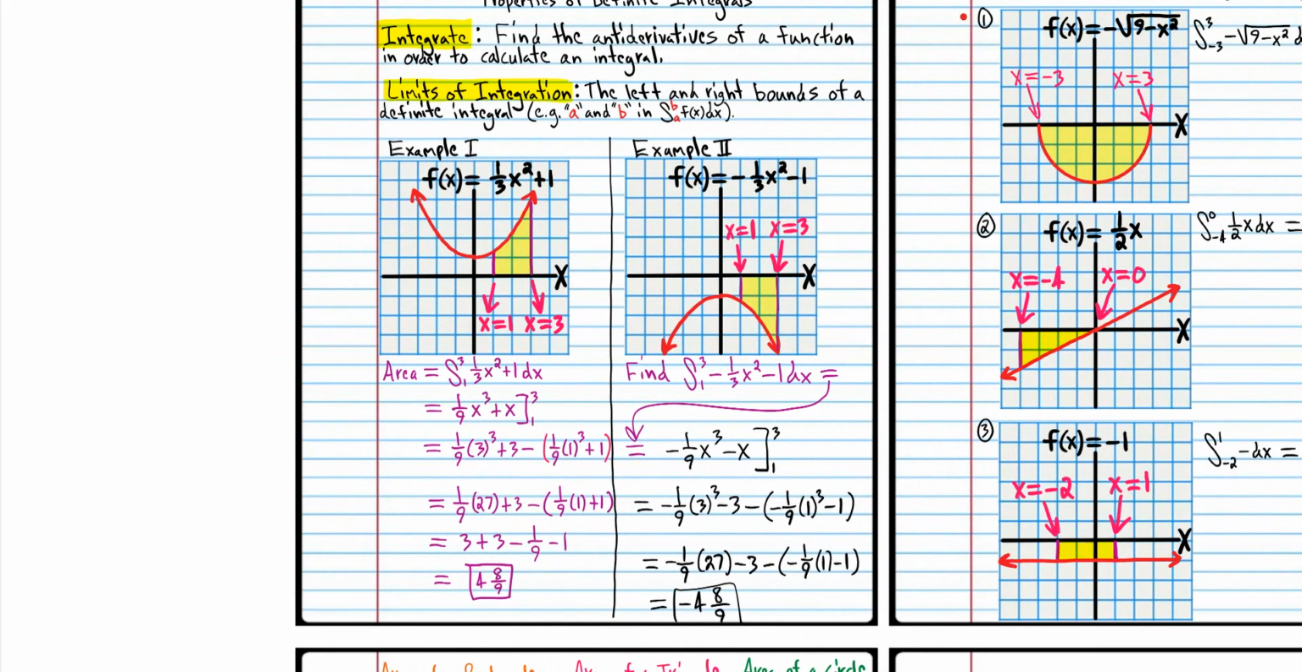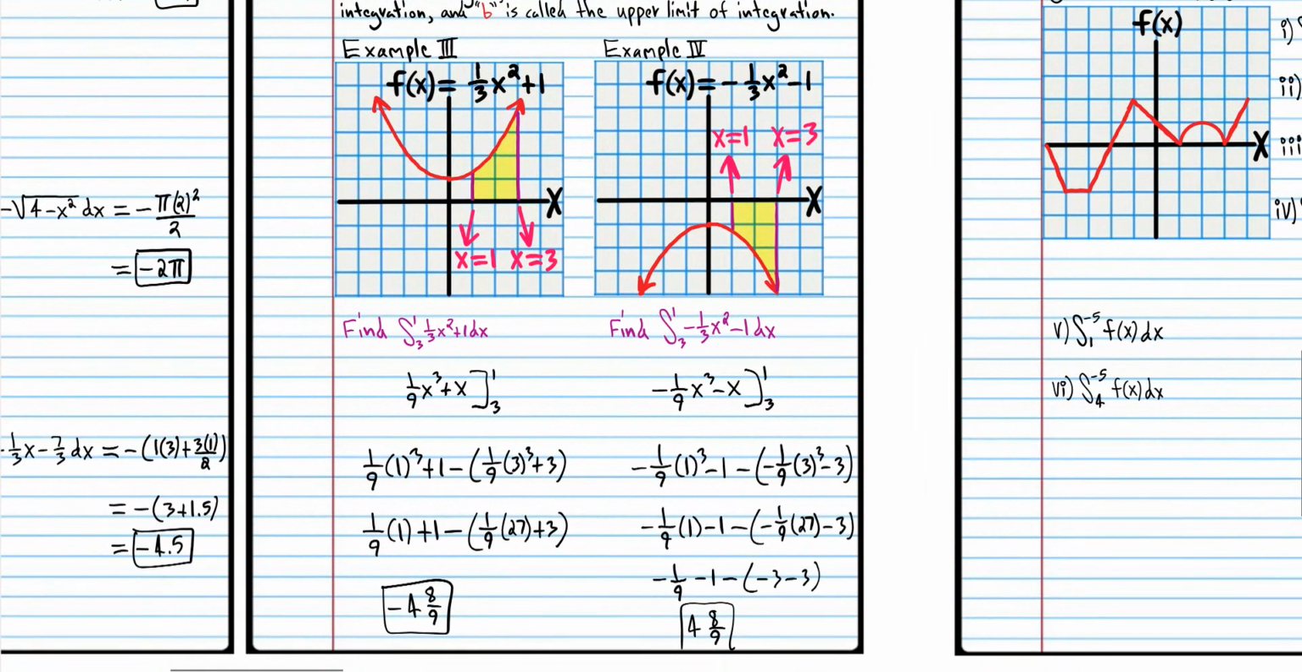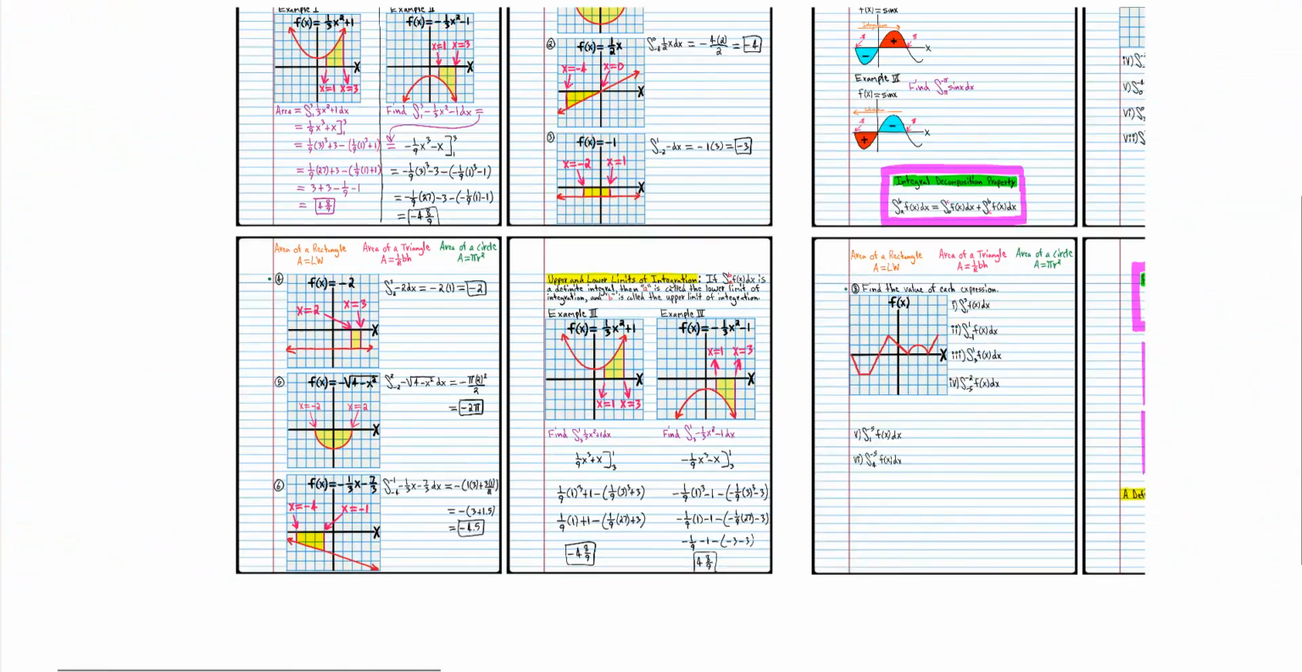If you're integrating from left to right, the area above the x-axis is positive, below the x-axis is negative. But if you integrate from right to left, then your area above the x-axis is negative and your area below the x-axis is positive. So, kind of strange.